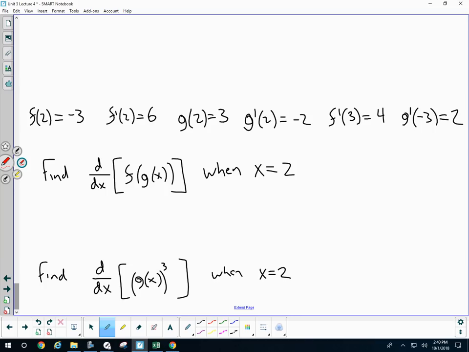Tell me, what's the derivative of f of g of x? Write it down, check with your neighbor. What's the derivative of f parentheses g of x?